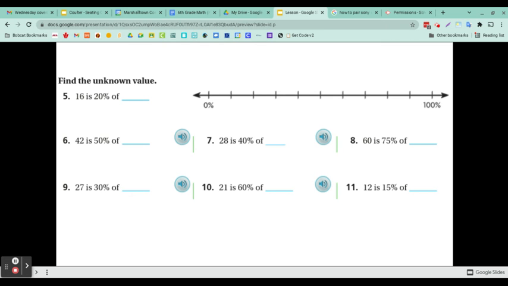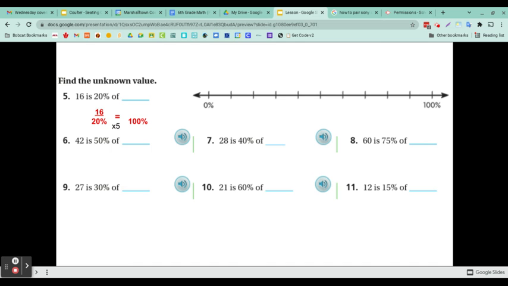So we already know the part and the percent. We know the part 16 and we know the percent is 20, but we need to figure out what the whole would be, what the 100% would be. So we're going to set it up as a ratio. 16 is 20%. And we need to get to 100%. So I'm going to think to myself, how can I go from 20% to 100%? Well, I know I can do 20 times 5 to get to 100.